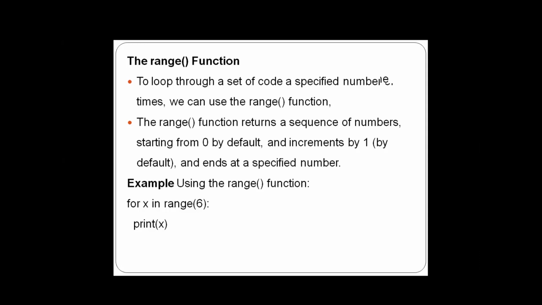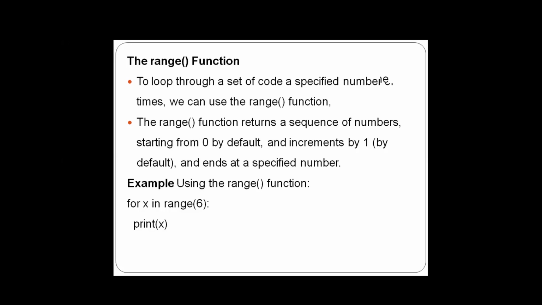When you talk about a range function, by default your range function starts from 0. And after starting from 0, for each iteration of your for loop, it is incremented by 1. So what is your ending range? When I say range of 6, 6 will not be printed. So only values from 0 to 5 will be printed.